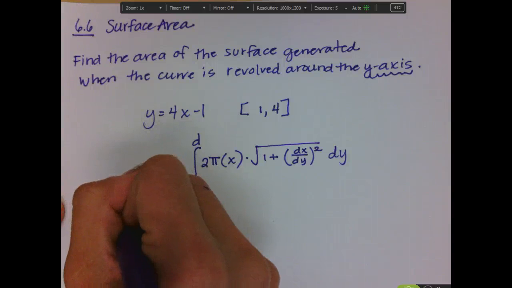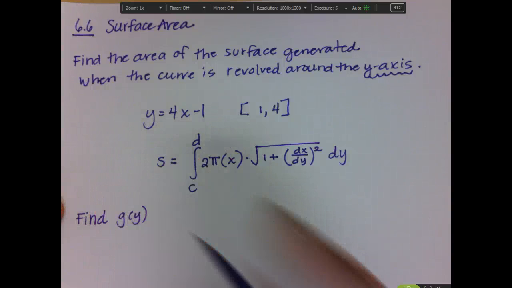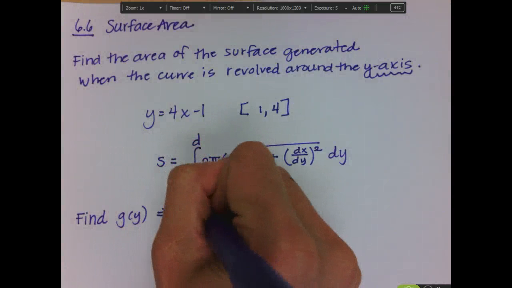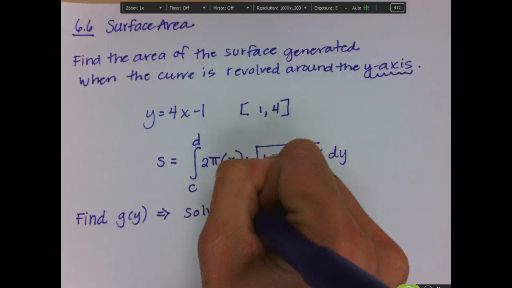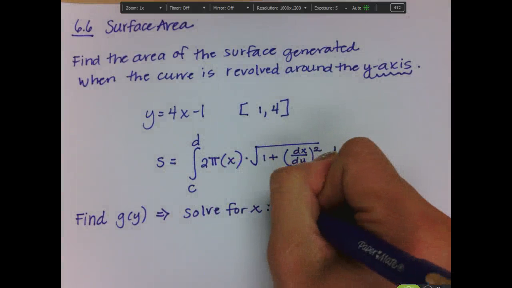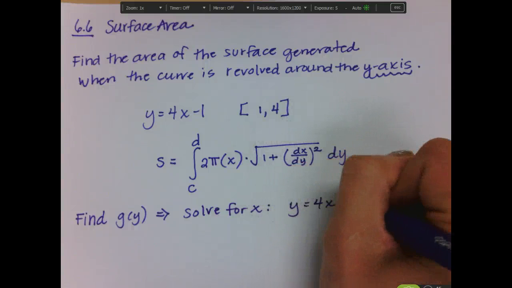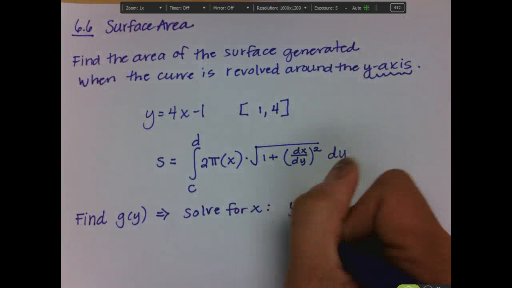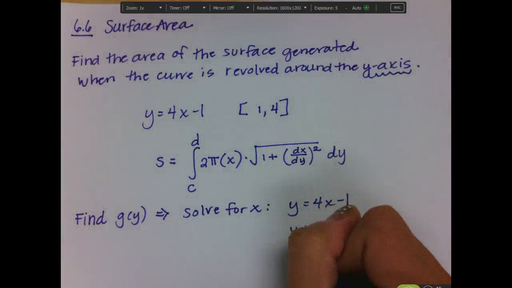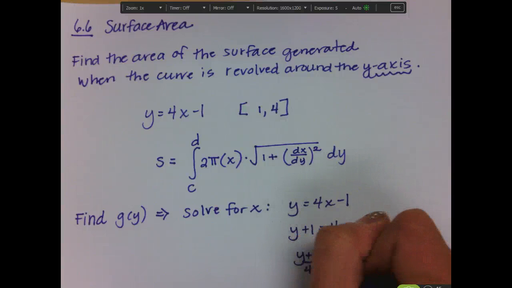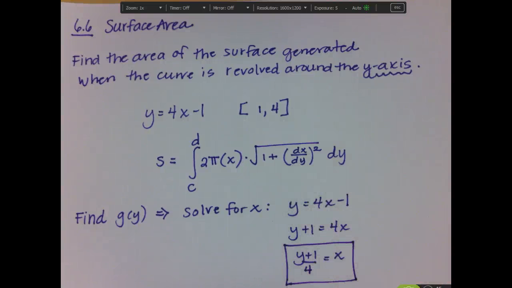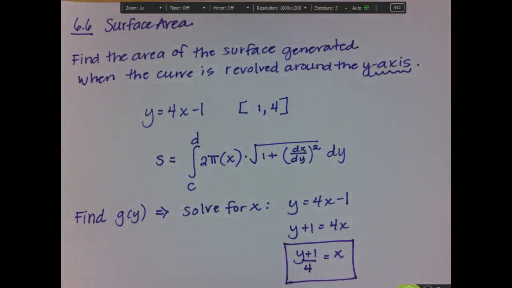So the first thing that we need to do here is find what we might call g of y. So in other words, take our original equation and solve it for x as opposed to y. So remember that we have y equals 4x minus 1. In order to isolate the x, I'm going to have to add 1, and I'm going to have to divide by 4. So I have my equation x in terms of y.